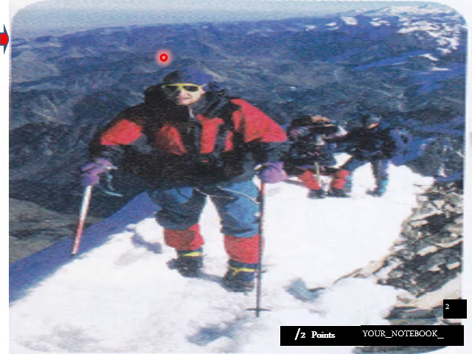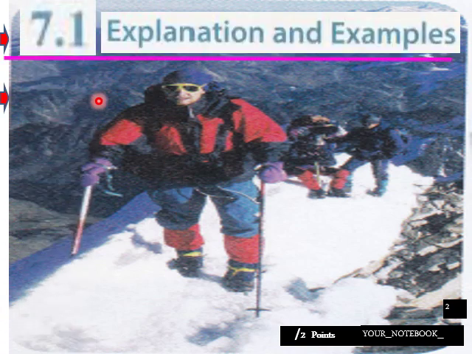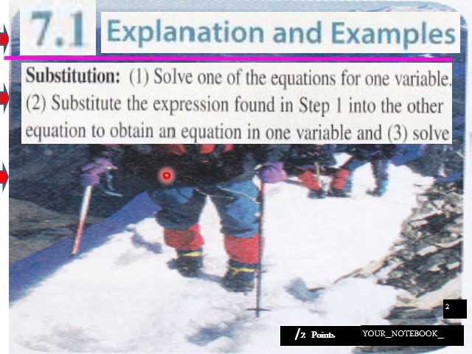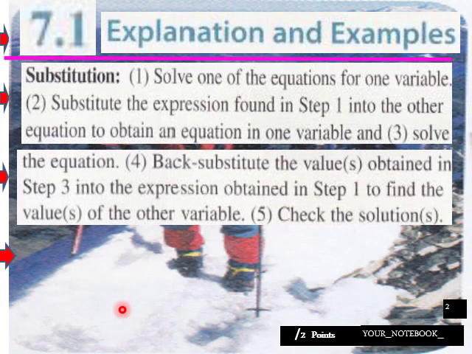So an example of that, explanation and examples. Substitution: 1, solve one of the equations for one variable. 2, substitute that expression found in step 1 into the other equation to obtain an equation in one variable. And 3, solve the equation. 4, back substitute the values obtained in step 3 into the expression obtained in step 1 to find the values of the other variable. 5, check the solutions.